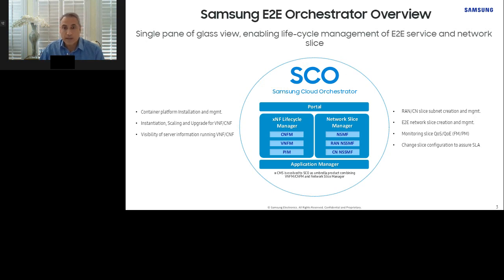So some of the primary functions that the SCO does is it can actually install the container platform for you, the Kubernetes environment. It can go in and do that. And of course, instantiating, scaling, and upgrading the VNFs and CNFs, and then providing the visibility into the infrastructure on which your VNFs and CNFs are running. And on the network slicing side of things, there's this notion of vRAN and core network slicing, as well as the end-to-end slicing we'll get into a little bit later. And then, of course, monitoring the QoS, QoE of a given slice. And then should any reconfiguration need to be done, that mechanism can be generated from the SCO as well.